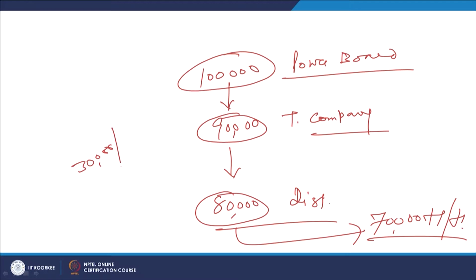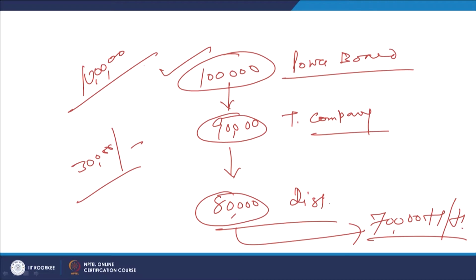We have lost 30,000 units of the power. But here it is clearly visible now that the information is available on where the power has been lost. Because our expenditure for generating the 1 lakh units will be for 1 lakh units, that will not be for the 70,000 units.